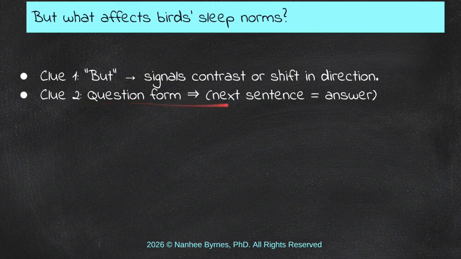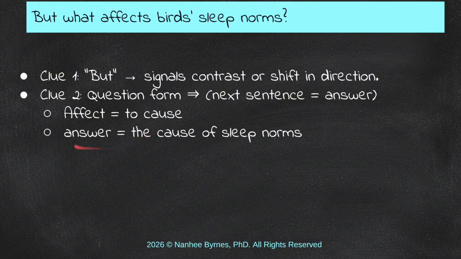Second, the sentence asks, what affects birds' sleep norms? The word "affects" means causes, so this sentence is asking about the cause of birds' sleep norms. That tells us something very important. The sentence that follows must answer this question. In other words, after the target sentence, we should see an explanation of the cause.